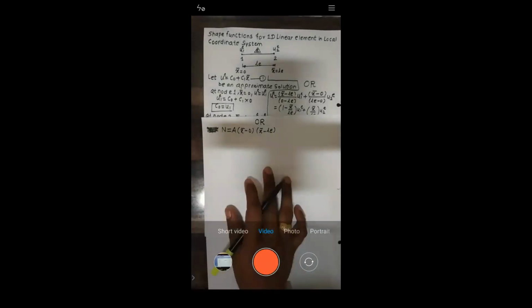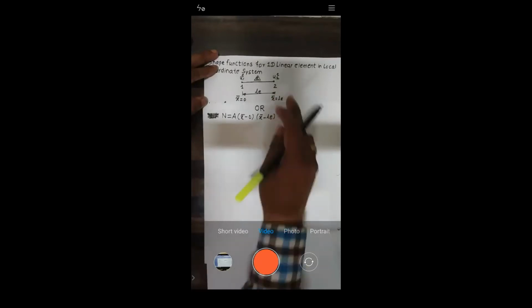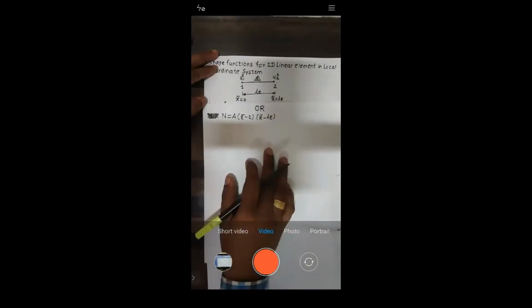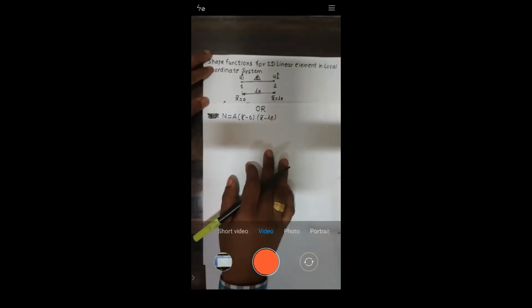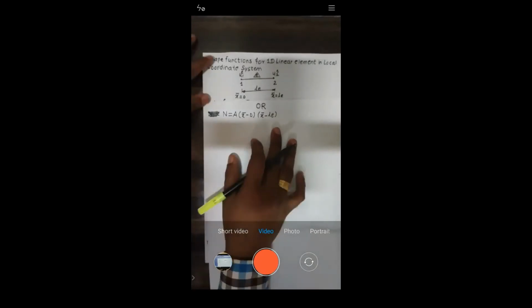Yes, sir. Correct. See, x bar minus 0 is equal to 0, and x bar minus LE is equal to 0. So that is the region. Is it okay? Okay, now we will write down the shape function n1.